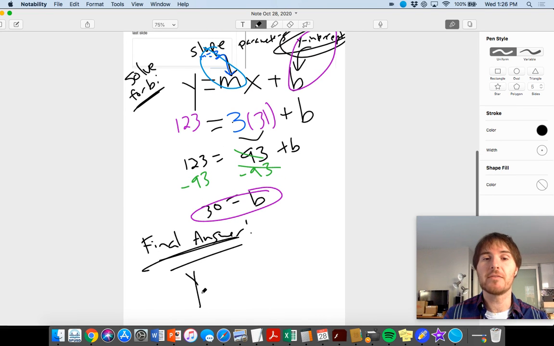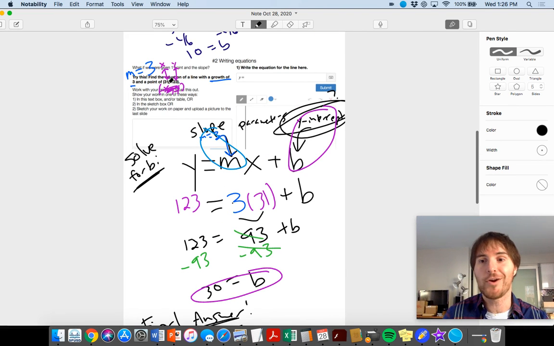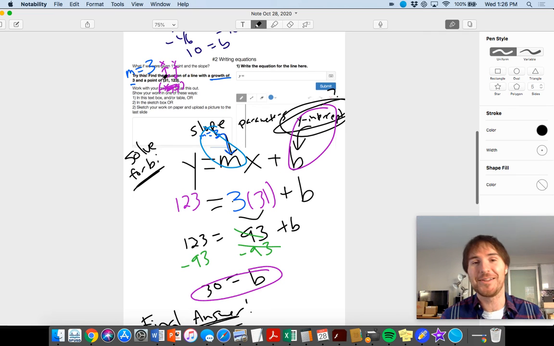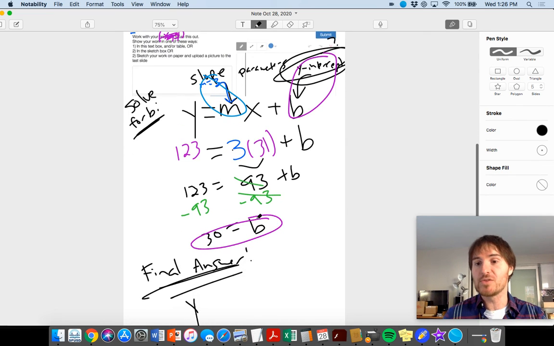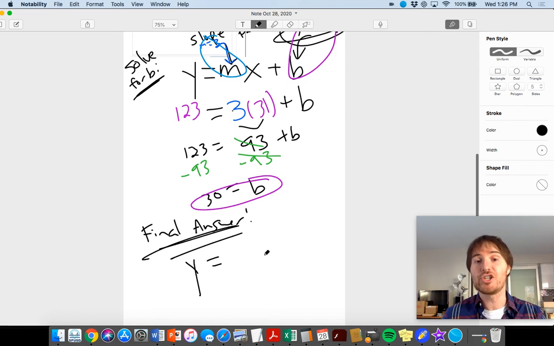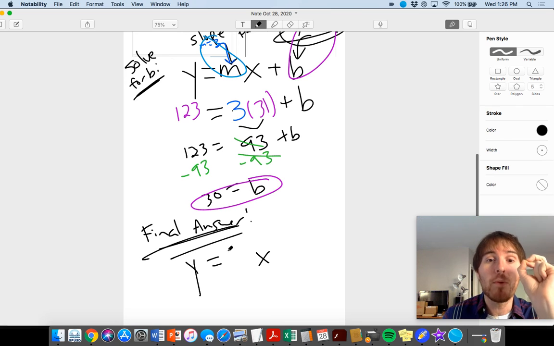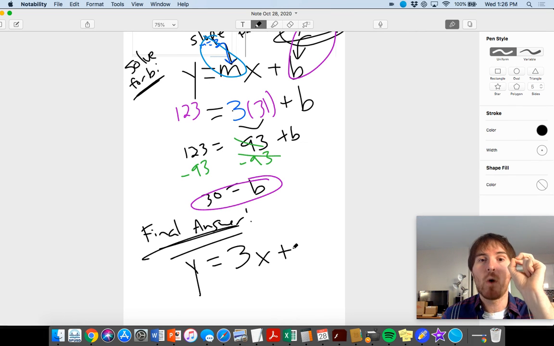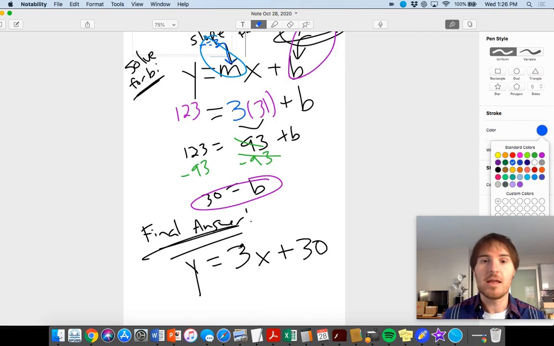Remember, y is our dependent variable. That point here isn't the only point on this line, right? The line has infinitely many points. So (31, 123) is one solution. We need to come up with a relationship between x and y to represent the input-output function. That's going to be modified by a slope of 3 and a y-intercept of 30. And we got our answer right there, and that's that.